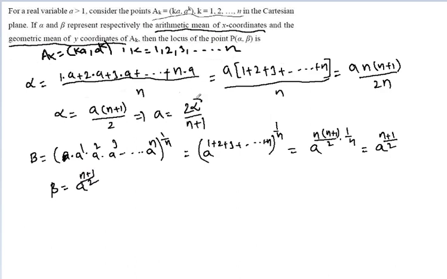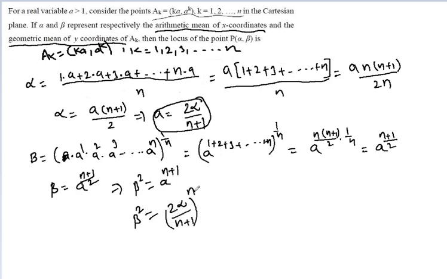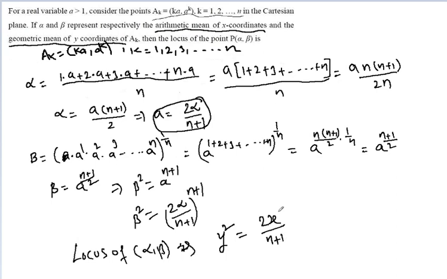From the first equation, we know the a value is 2·alpha/(n+1). Substituting in this, beta square is equal to a^(n+1). So beta square is equal to (2·alpha/(n+1)) to the power of n+1. Now to find the locus of (alpha, beta), replace beta by y and alpha by x. That is y^2 = (2x/(n+1))^(n+1). This is the locus of the given point (alpha, beta).